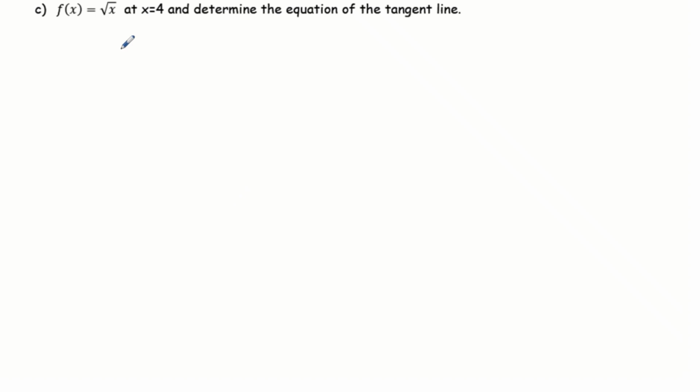So this is our last example. The function is f at x equals square root x. At x equals 4, determine the equation of the tangent line. So it's not only the slope, but also the equation. So we are going to start from the slope equals the limiting value as h approaches 0.